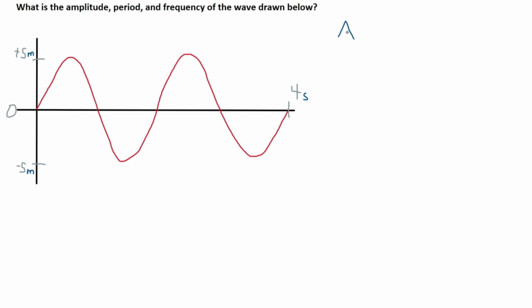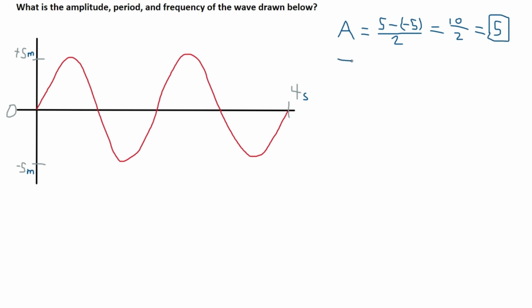So the amplitude is the displacement from its equilibrium position. So this can be equal to the peak minus the trough divided by 2. In this case it goes from positive 5 meters to negative 5 meters. So we have 5 meters minus negative 5 meters divided by 2. This equals 10 divided by 2, or the amplitude is then equal to 5.